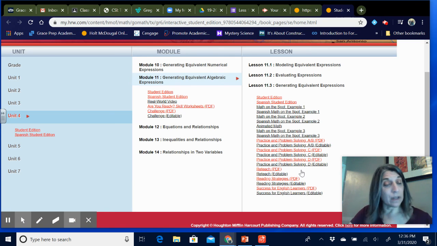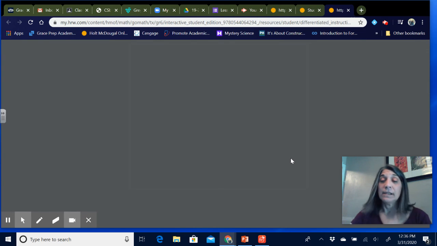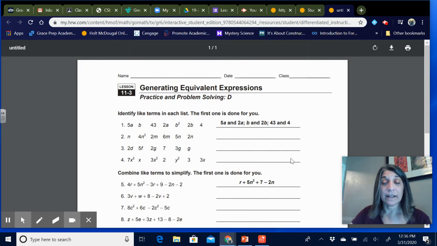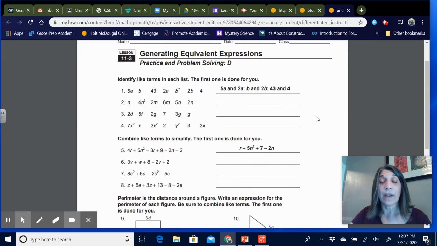The first one, let me see, I wrote it down. What I want you to do is open D, practice and problem solving D. So once you click on it, it'll take a second. There it is. If you have the ability to print and it's not a big stress on you guys at home, go for it. But I would just use this as my textbook. So now I have this open.